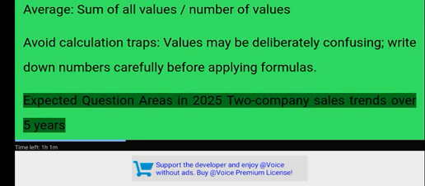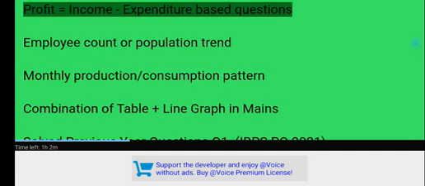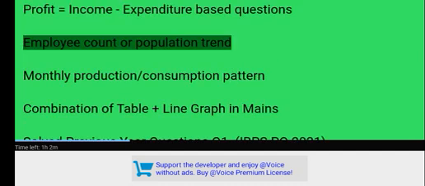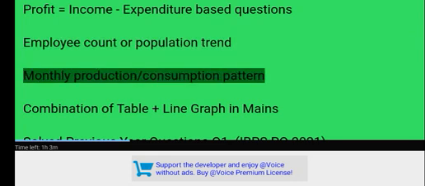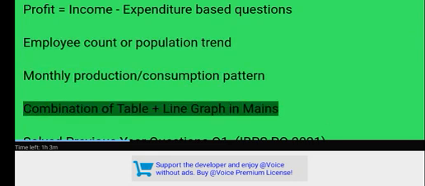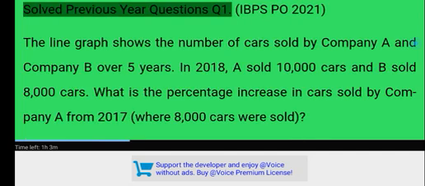Expected question areas in 2025. Two company sales trends over 5 years. Profit equals income minus expenditure-based questions. Employee count or population trend. Monthly production consumption pattern. Combination of table plus line graph in mains. Solved previous year questions.